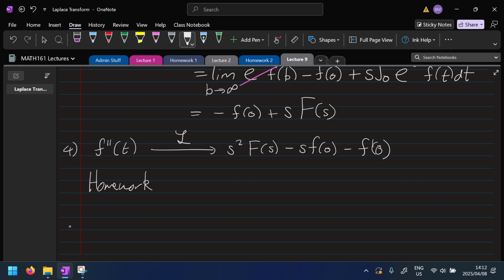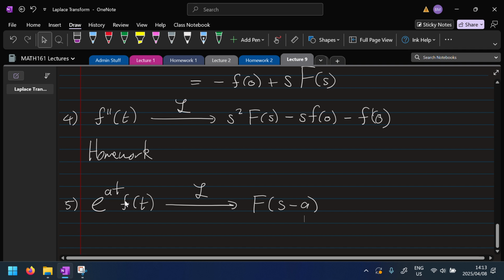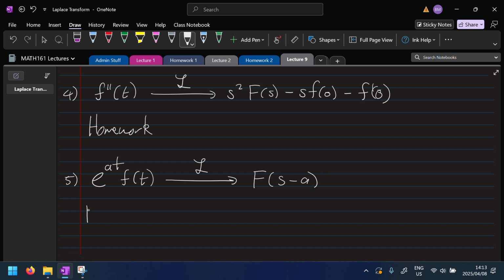Okay, number 5. We have e to the at, where a is some constant, f of t. We use the Laplace transform, and this gives us capital F, the Laplace transform of the little f, at s minus a. So this e to the at acts as a right shifting by a. Right, because we got F of s minus a, so that shifts us to the right by a. Let's have a look at the proof.